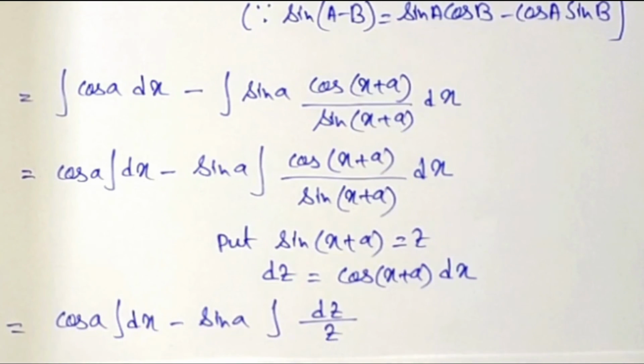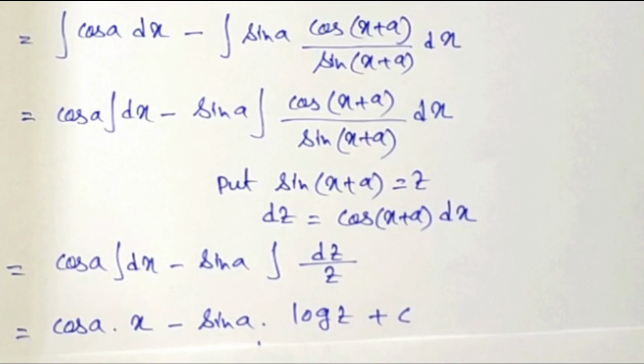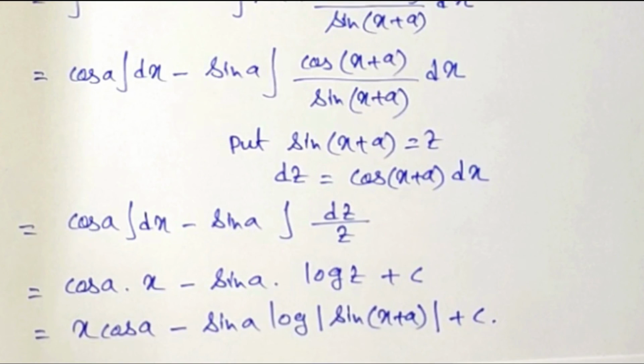We know that integration dz by z equals log z. So in the next line we get cos of a into x, that is integration of dx equals x, minus sin of a into log z plus c, where c is the integrating constant. After substituting the value of z, we get the final answer. So the final answer is x cos a minus sin a log mod sin of x plus a plus c.